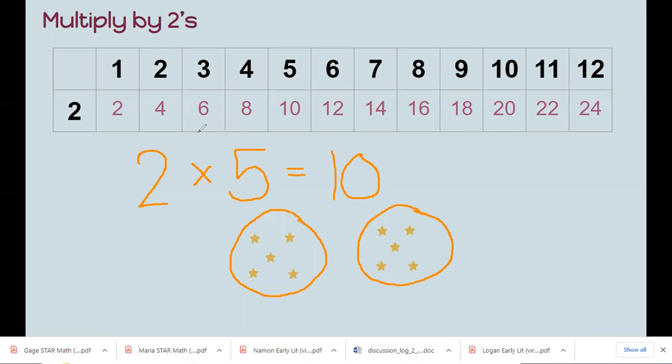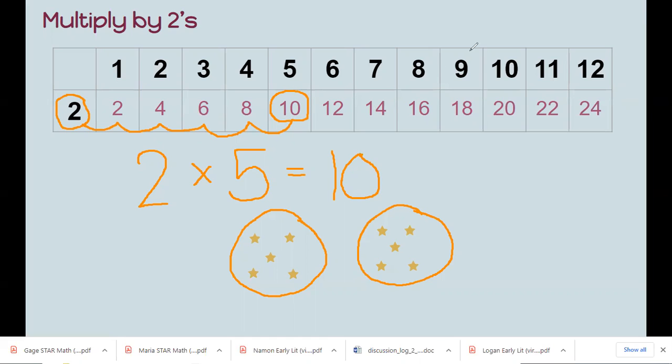I'm going to go up to my multiplication chart and check my answer. So my factors of 2, that's where I'm starting. And I have groups of 5, so I'm going to do 5 jumps. Ready? 1 jump, 2 jumps, 3 jumps, 4 jumps, 5 jumps. I landed on the number 10. So we multiplied correctly and 2 groups of 5 equals 10.